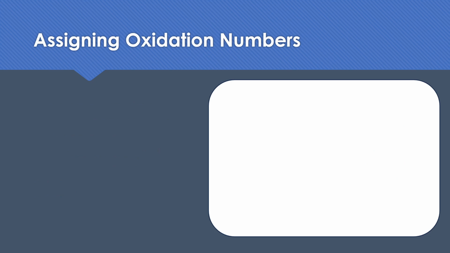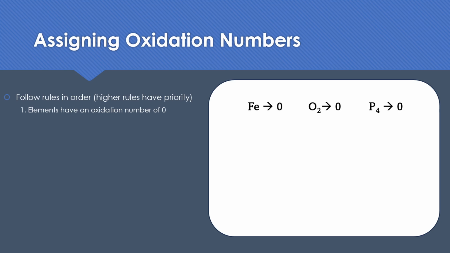There are a set of rules that determine how you find your oxidation numbers, and you kind of just need to memorize these rules. There's not that many of them. The way it works is that there's a series of rules, and the higher rules have priority over the lower rules. Rule 1 is that elements have an oxidation number of 0. So if I've got iron, the oxidation number is 0. O2, that's an element, oxidation number 0. P4, oxidation number 0. Any element by itself, oxidation number of 0.